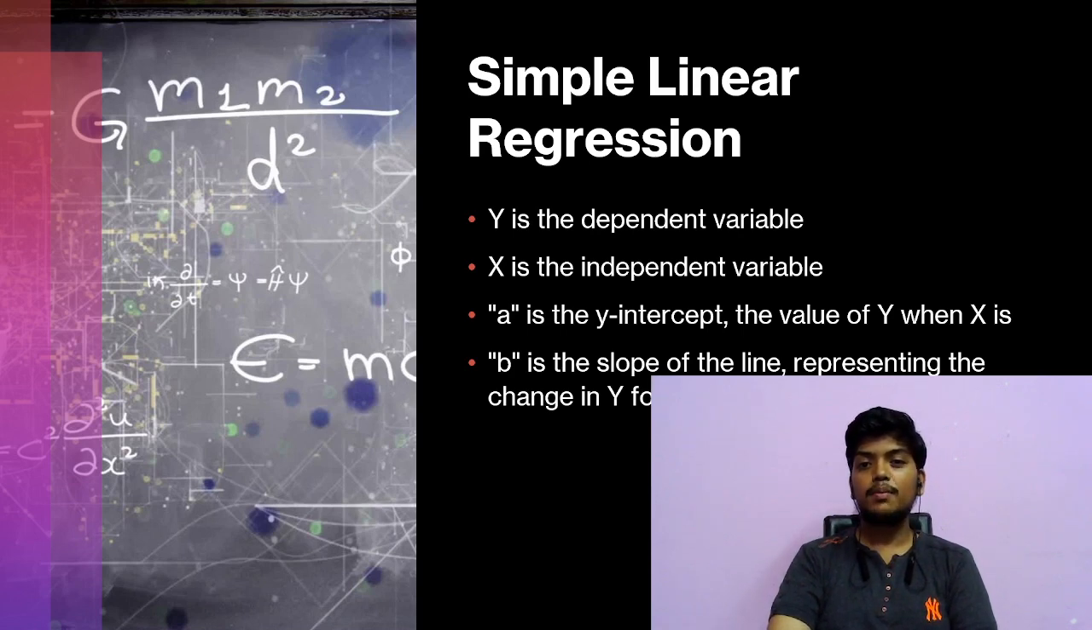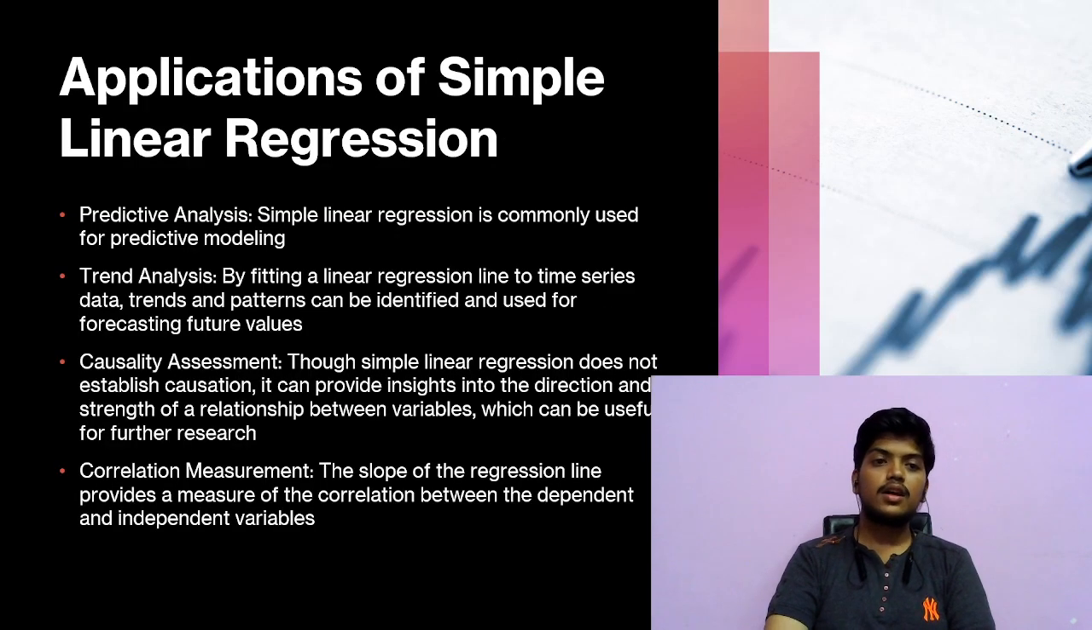Simple linear regression. Y is the dependent variable, X is the independent variable. A is the y-intercept, the value of y when X is zero. B is the slope of the line, representing the change in y for one unit change in X.